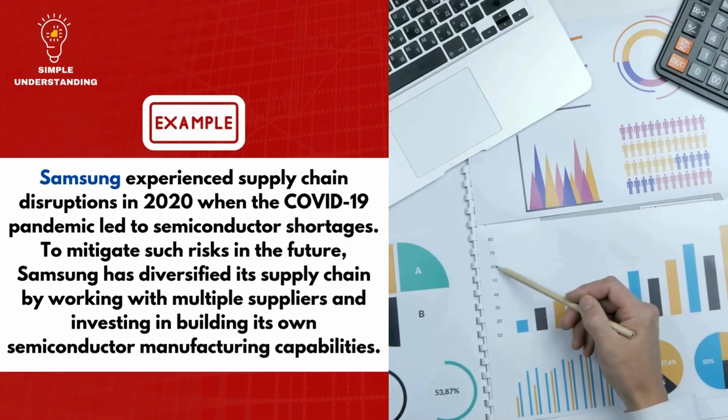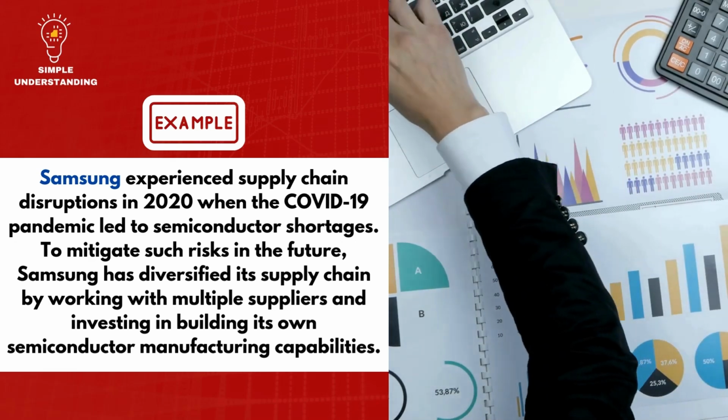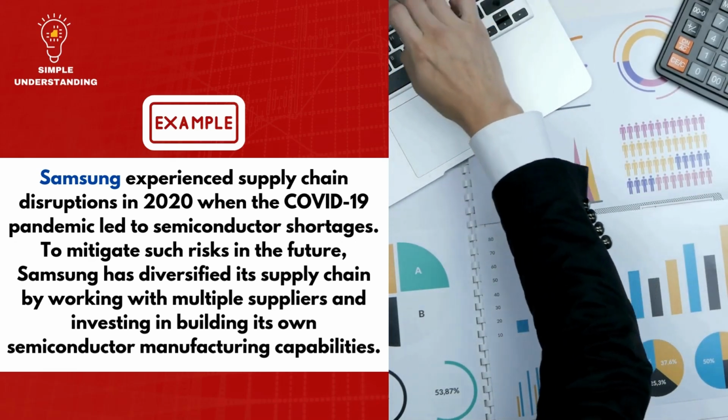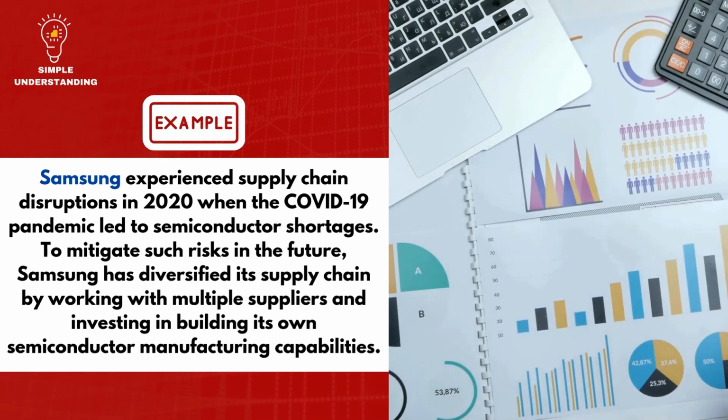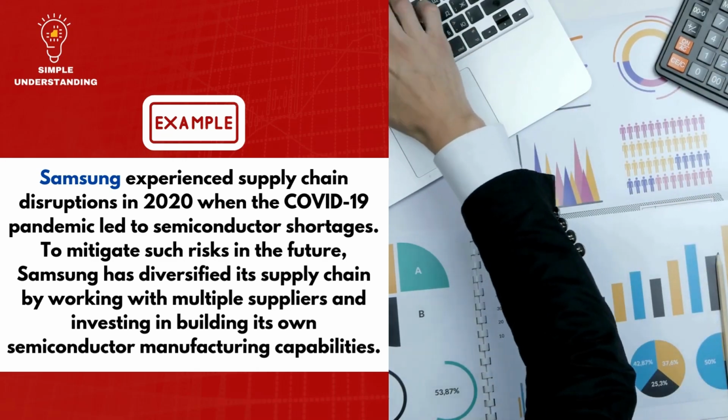Real company example. Samsung experienced supply chain disruptions in 2020 when the COVID-19 pandemic led to semiconductor shortages. To mitigate such risks in the future, Samsung has diversified its supply chain by working with multiple suppliers and investing in building its own semiconductor manufacturing capabilities.